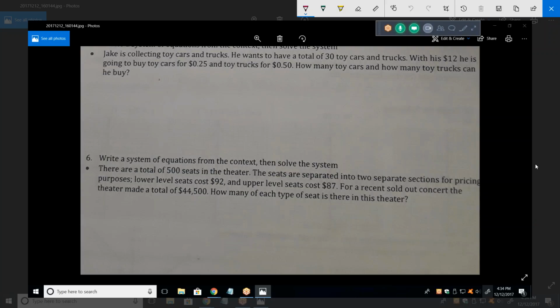Write a system of equations, then solve the system. So go to the last sentence. You don't even need to read the rest of it yet. Just go straight to the last sentence. What are they asking for? How many of each type? Okay, so we're going to let x be what?